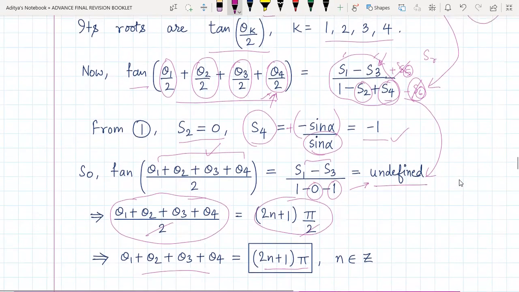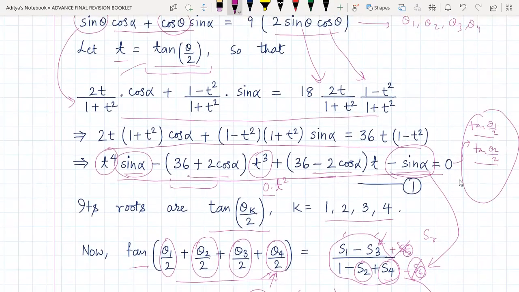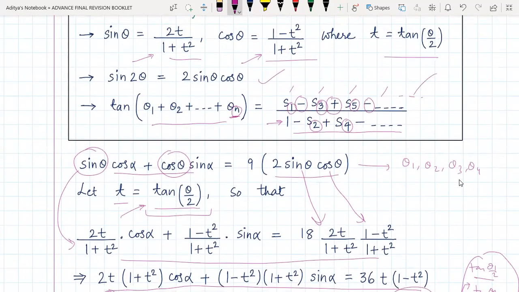And I think this was not very lengthy, but the only thing was the tricky step might have been to think of this particular step. Once you are able to think of it and able to recall this formula, the question is pretty straightforward.